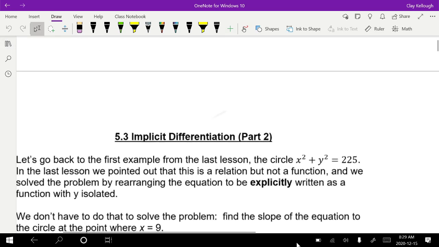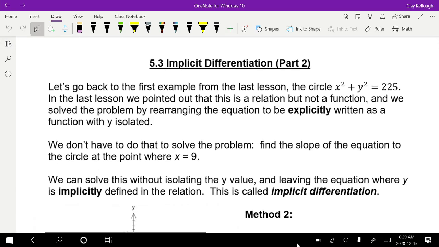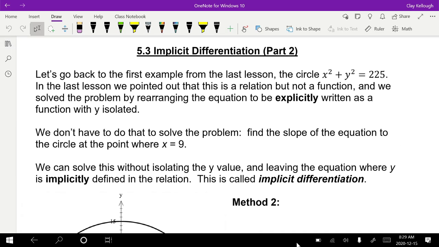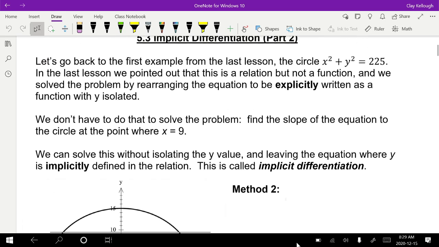Okay, so I'm into implicit differentiation part 2. You don't have to write all these instructions down, especially if you can find this on your OneNote. This is just a continuation of the same example we did yesterday. So if you did the notes from yesterday, really all you have to jot down is that we're starting method 2. We're still using the same example of x squared plus y squared equals 225.